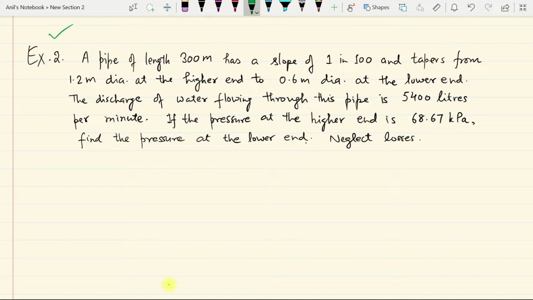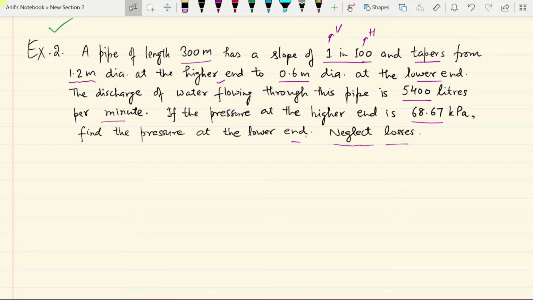The second example taken here is this. A pipe of length 300 meters has a slope of 1 in 100, so here it is horizontal distance and this is vertical distance, and it tapers from 1 meter diameter at the higher end to 0.6 meter diameter at the lower end. The discharge of water flowing through this pipe is 5400 liters per minute. If the pressure at the higher end is 68.67 kilopascals, find the pressure at the lower end. Neglect the losses.